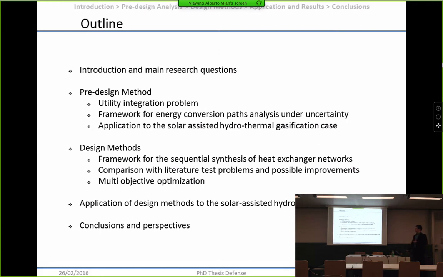We will see that I made some comparisons of these two case studies in order to see where I was, and then we'll see the extension of this method to optimization. Finally, I will show the application of one of these methods, the solar-assisted hydrothermal gasification, and some conclusions.